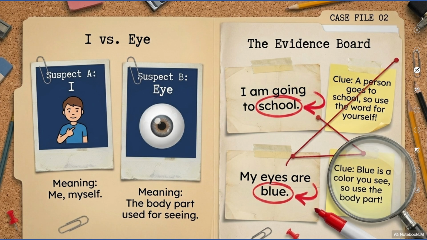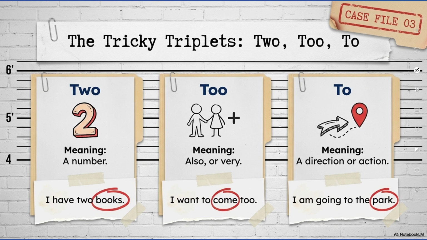Now let's have another example of the homophone, the capital I, pronoun, and the eye, which is a noun. And everyone knows that eye is a body part, and I'm sure that you know that capital I is a pronoun. So the tricky triplets are these 3 too. They sound alike, but they mean different.